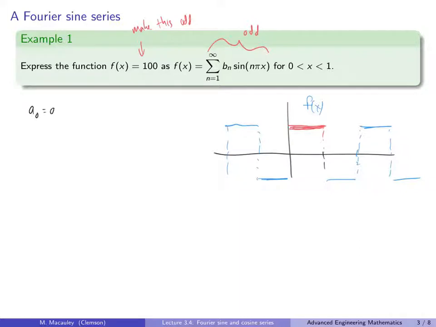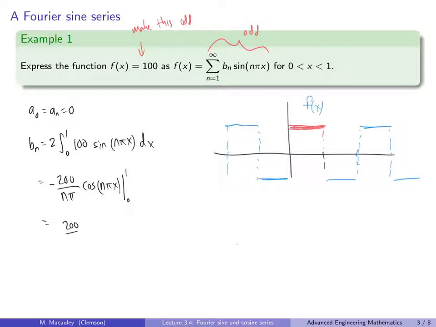So a naught equals an equals 0 because it's odd. So bn is 2 over 1, integral from 0 to 1 of 100 sine of n pi x over L, where L is 1, dx. So this is 200 over, this is very similar to the problem that we did earlier, just scaled by a factor of 100. 200 divided by n pi times cosine of n pi x, we need a negative sign, from 0 to 1. So this is 200 over n pi.